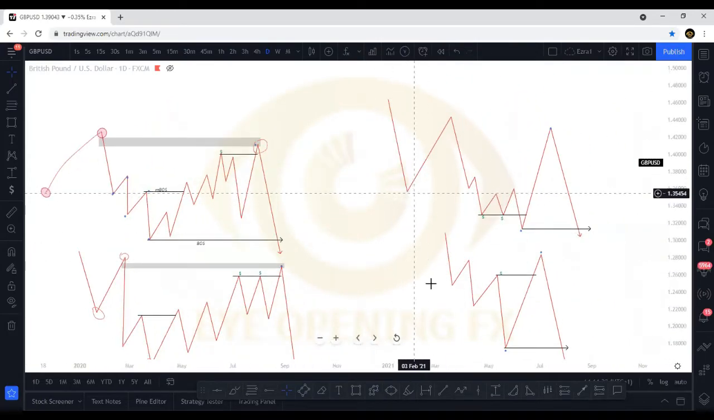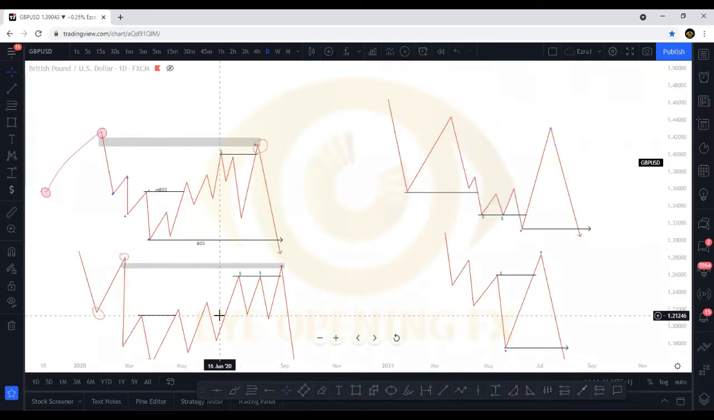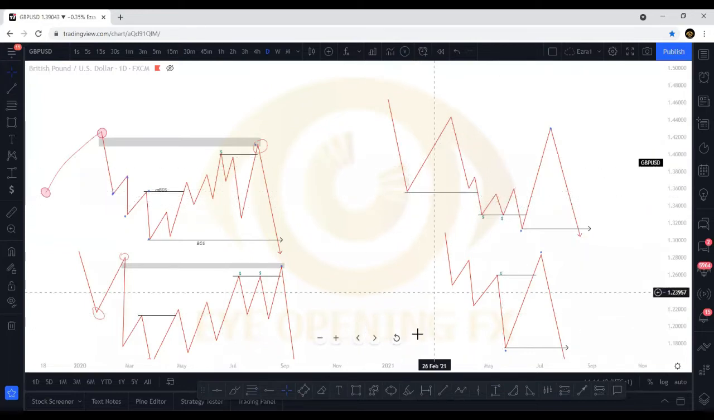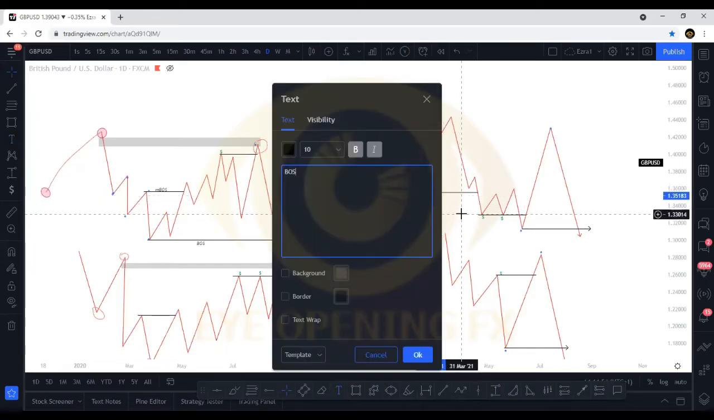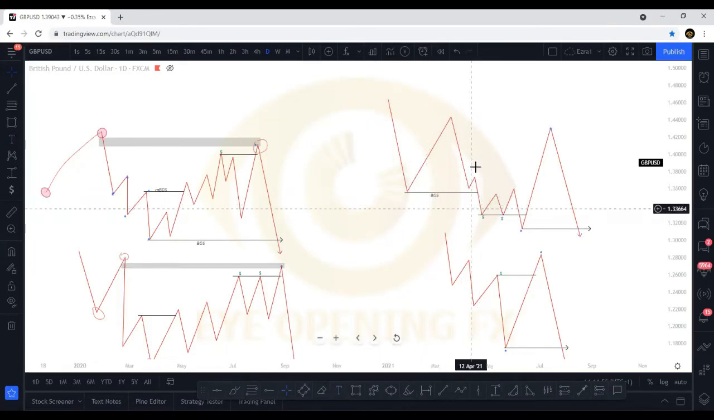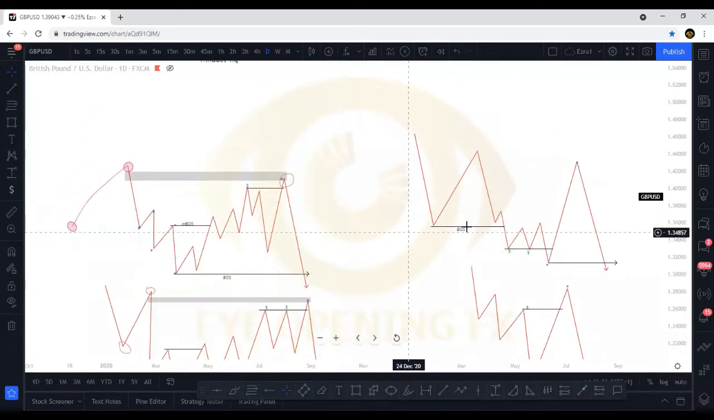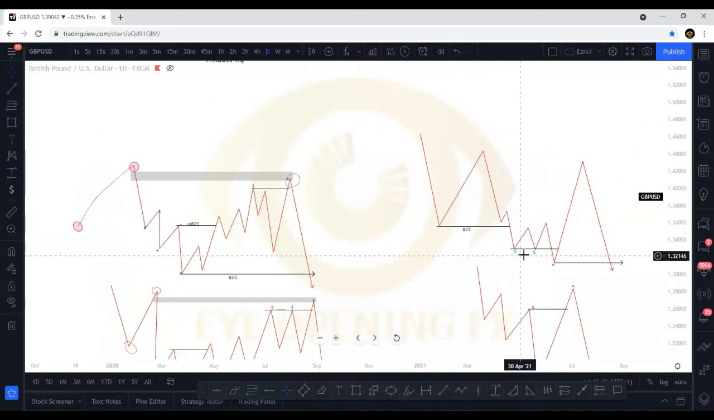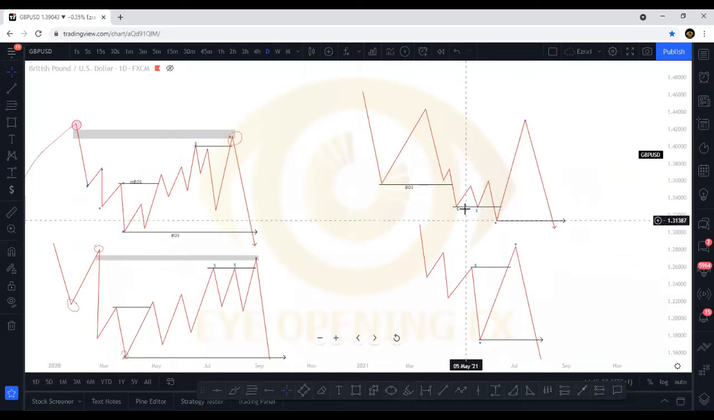After the market breaks a low, we had a BMS to the downside here. After the market breaks this low, this is one, this is two. Now after the market broke this low here as a BMS, or break of structure, before creating this corrective wave, the market creates a hunt of liquidity.